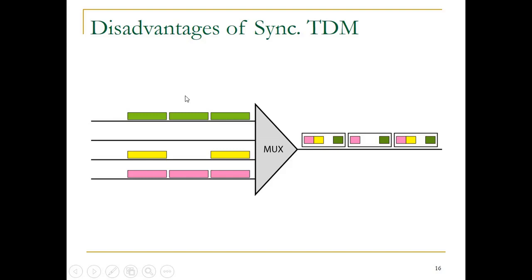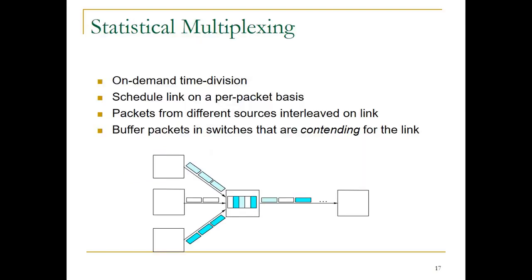Now let's move on. Another multiplexing is statistical multiplexing, which deals on a time demand basis as it relates to time division. So it schedules link use on a per-packet basis. Packets from different sources are interleaved on links, and buffer packets are switched so that it can address contention within a link.